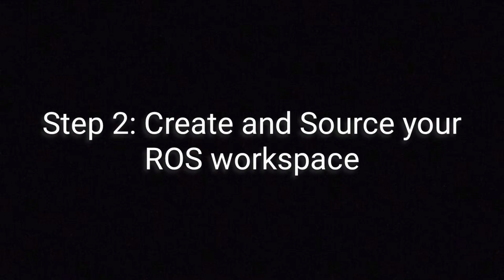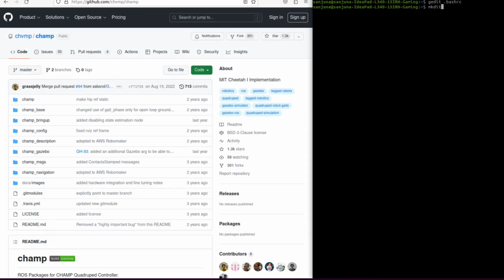Next step is to create and source your ROS workspace. For that, first we need to create a directory. Type mkdir space -p space name of your workspace. So in my case, I am naming it as sport_sim_ws.